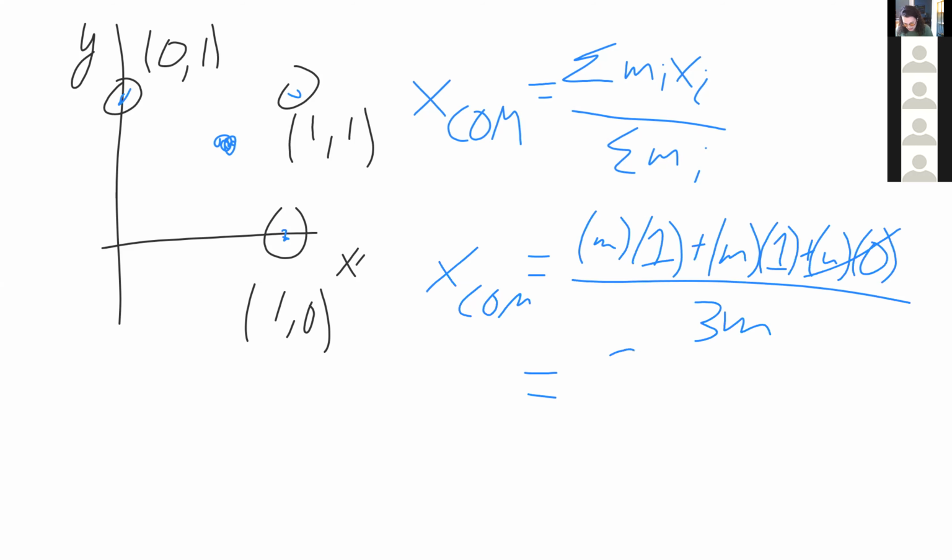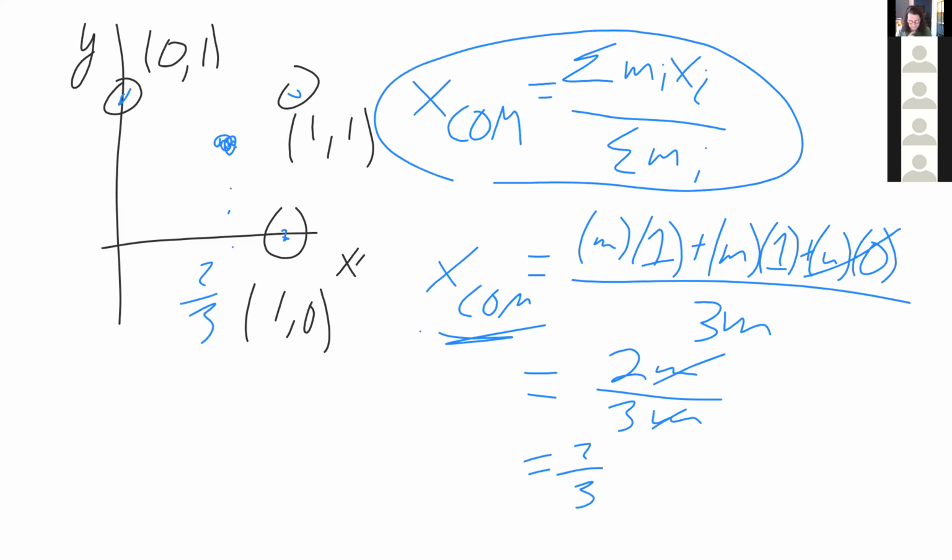What do you get here on top? You get 2m. On the bottom, you get 3m. Since we're looking for a position, we want our masses to cancel, and they do here, and you get 2/3. So the x location of the center of mass is 2/3. If you were to do the y coordinate, you'd find the same thing. Now, this is for individual point particles. You'll notice that the center of mass is just a point in space. It doesn't necessarily need to be any one of those three particles. Again, it's just the average that comes out of this equation right here.